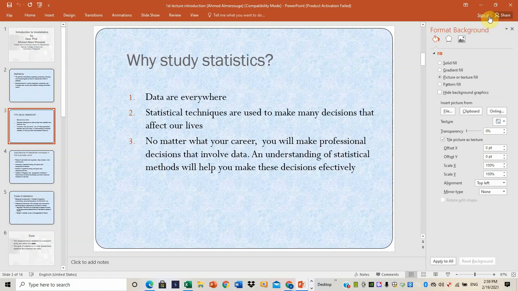Why study statistics? Of course, data are everywhere. Statistical techniques are used to make many decisions that affect our lives. No matter what your career, you will make professional decisions that involve data. An understanding of statistical methods will help you to make these decisions effectively.